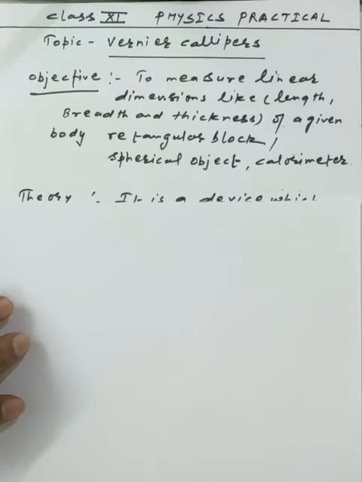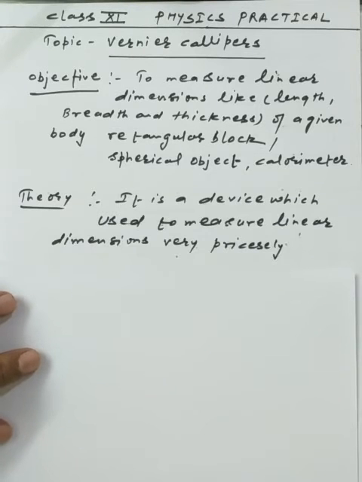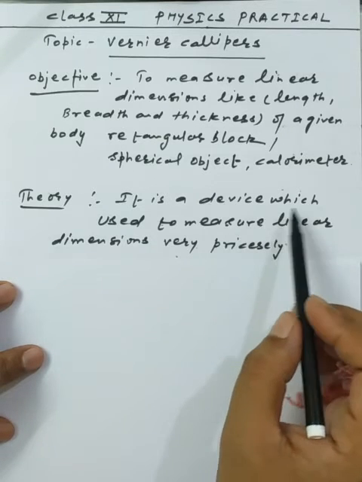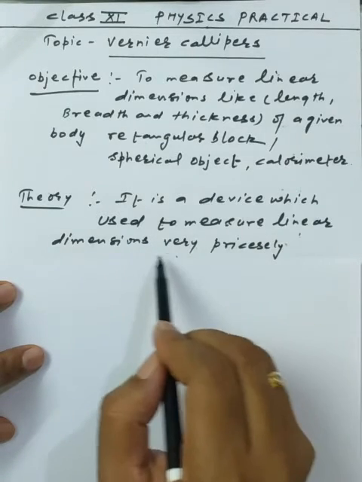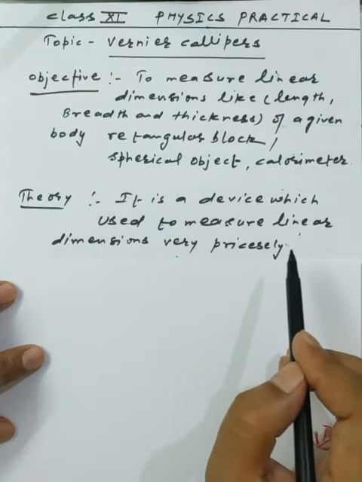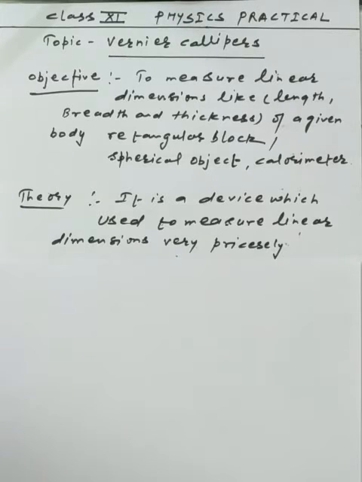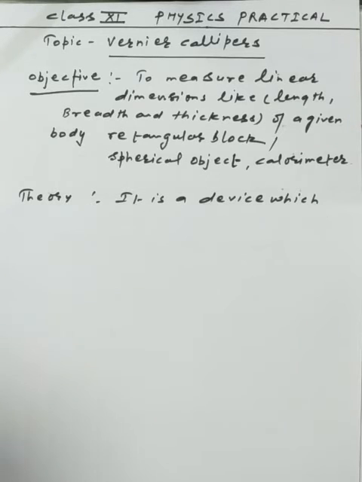Next, what is the basic conceptual theory? I have written here that it is a device used to measure linear dimensions very precisely. Precise means up to what resolution we are measuring a linear dimension. So first there is a need to discuss the least count. Before starting the least count, I am showing the vernier calipers.